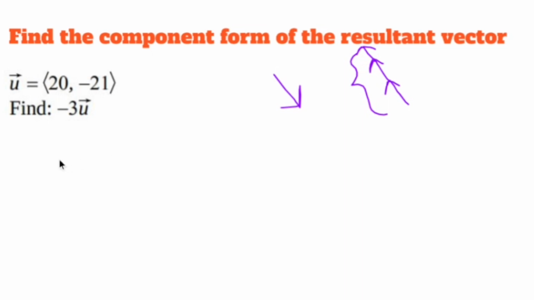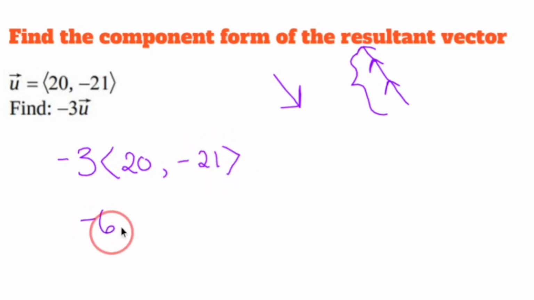So the way that I answer this is I multiply -3 to the regular component form of the vector, and that gives me -60, +63. And if you're like, that's it? That's all we have to do? Yeah, that's it. That's all you have to do. And that's kind of a picture of what we got. Pretty easy.